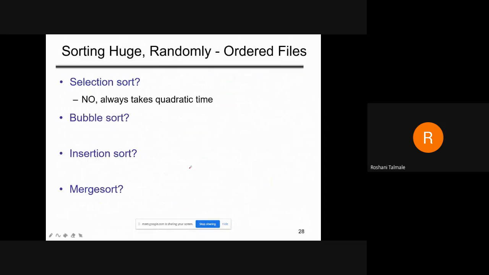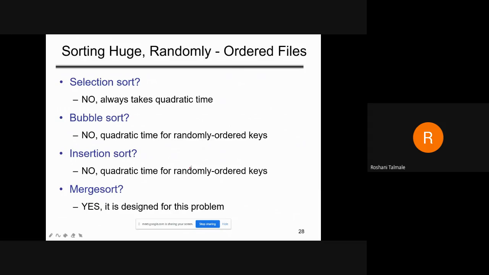So huge randomly ordered files are there. Selection sort, no, it always takes quadratic time. Bubble sort, no. Insertion sort, no. Merge sort is it. It is designed for this type of problem only. If the files are randomly ordered, we can use merge sort. Why selection sort? Why not bubble sort? Why not insertion sort? Because it is mentioned over here. So merge sort is the better example for this one. This type of question they have asked.